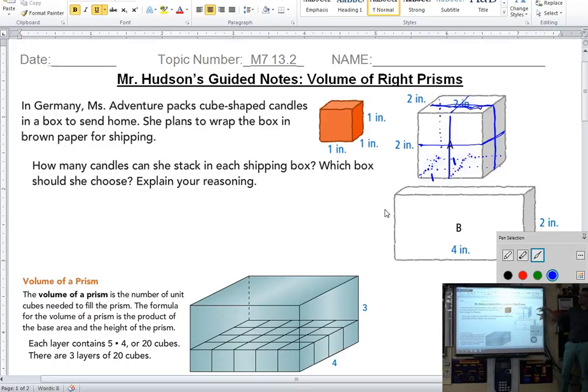These are notes from yesterday, dude. I gave you them stapled together. Were you here yesterday? Right here. Right, in accelerated 7. The 13.1. We're on 13.2, but I didn't put it yesterday.